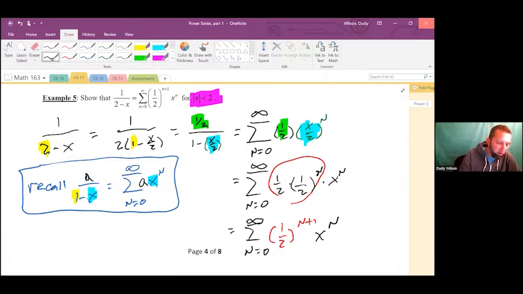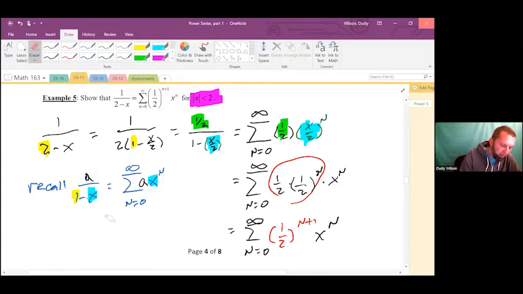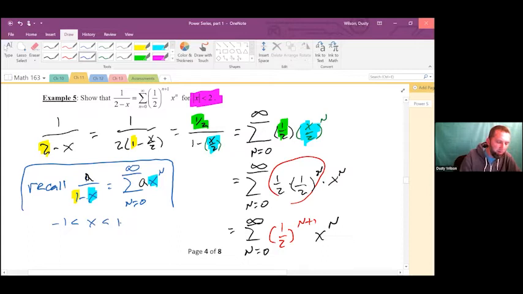So recall that this formula that we're recalling is true when -1 is less than x is less than 1, which would be the same thing as saying the absolute value of x is less than 1. So it's just two ways of writing the same thing.